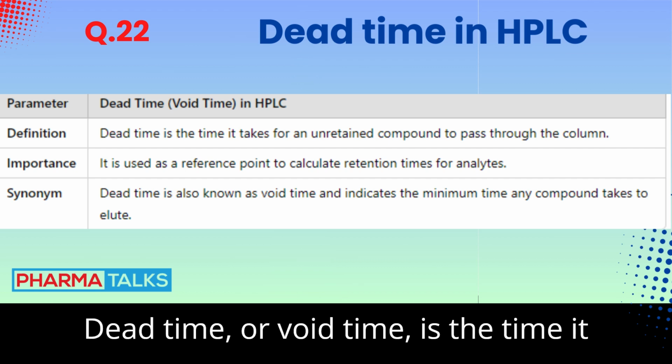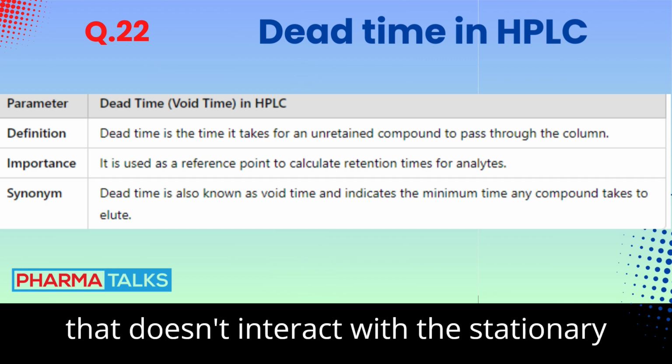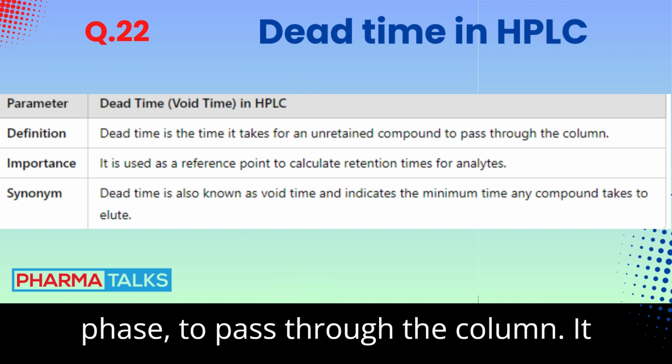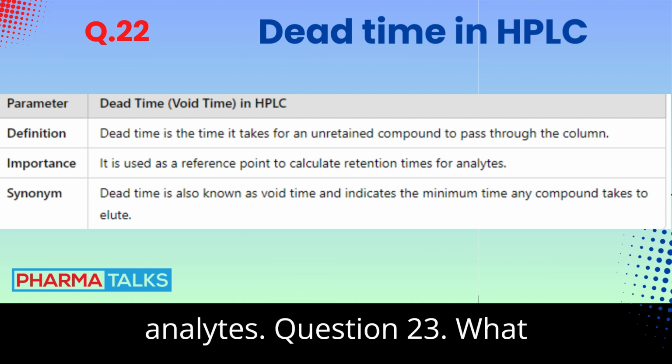Question 22. What is dead time in HPLC? Answer. Dead time, or void time, is the time it takes for an unretained compound, one that doesn't interact with the stationary phase, to pass through the column. It provides a reference point for calculating retention times of other analytes.